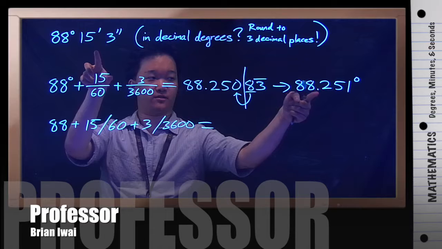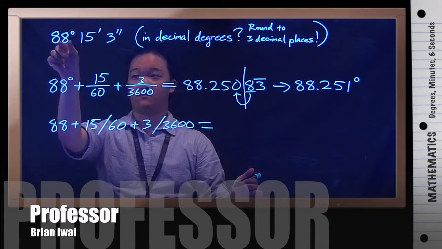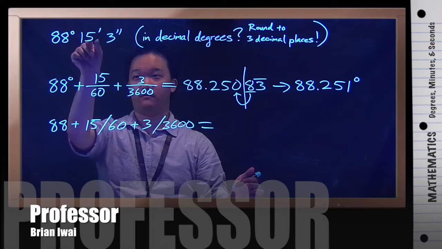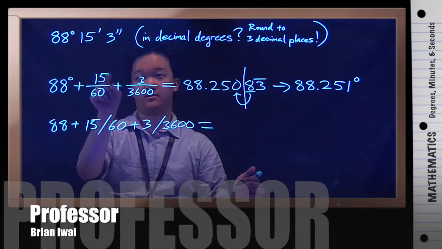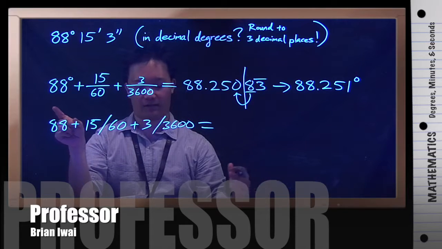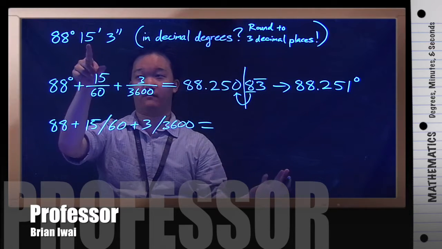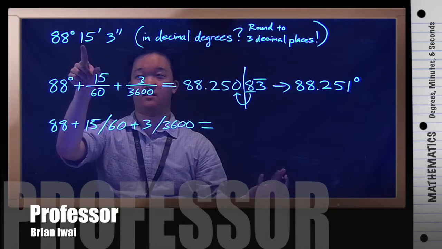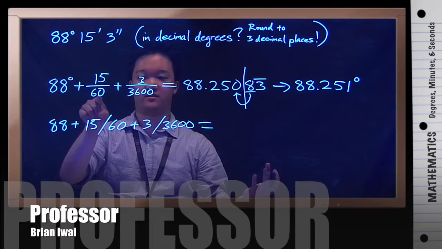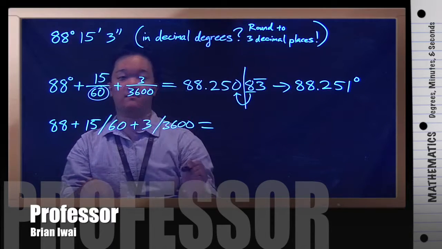So just to recap, we want to convert this angle, which is in degrees, minutes, and seconds, to decimal degrees. And we did that by just first adding the degree 88 to 15 over 60 plus 3 over 3,600. And you would do that for any type of problem like this. If it was 45 minutes, if it was 37 minutes, if it was 21 minutes, whatever, it's going to be that over 60. So 60 always stays the same.